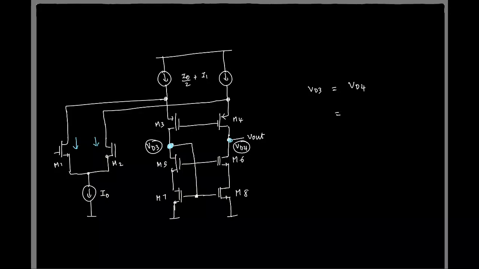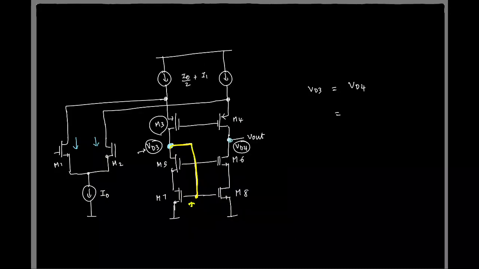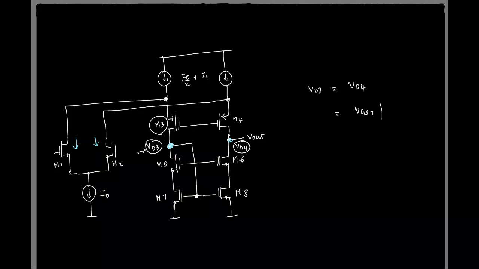What is setting the drain voltage of this transistor M3? It is basically the connection we have made here, the gate to source voltage of M7. Yeah, exactly. So this should be VGS of M7 biased at a current I1.